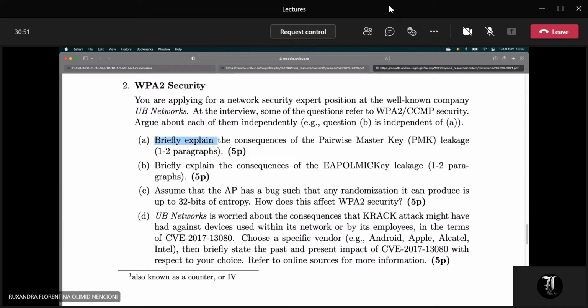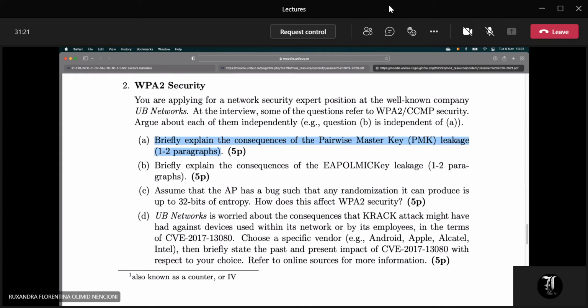Briefly explain the consequences of the pairwise master key, PMK, leakage. 1-2 paragraphs. So what can go wrong? What are the consequences if the PMK is leaked? Can you give me some ideas? In one word or one paragraph? So it mainly means you are screwed if you leak the pairwise master key.